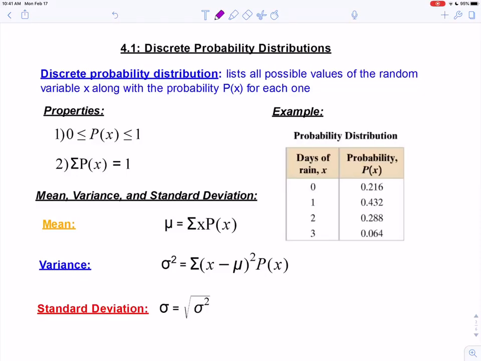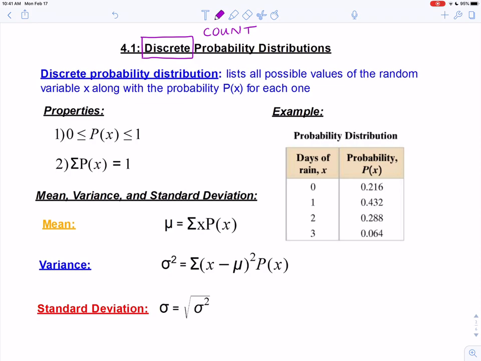All right, so the next thing you're going to be looking at in section 4.1 is constructing and working with what's called a discrete probability distribution. So notice here, for right now, we are only going to be looking at discrete random variables. We'll talk about continuous distributions in the next chapter. But what that means is for all of these in 4.1 and 4.2, we're going to be looking at situations where we're interested in counting something.